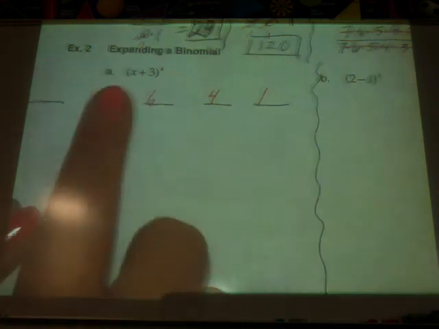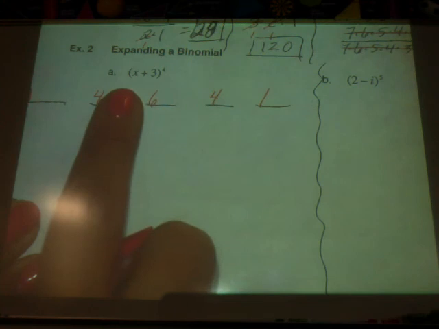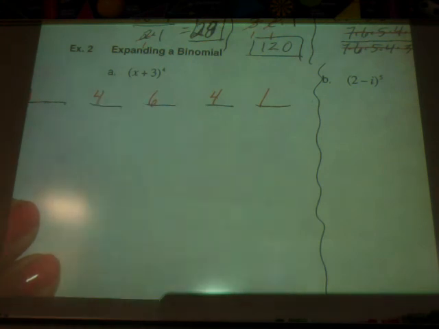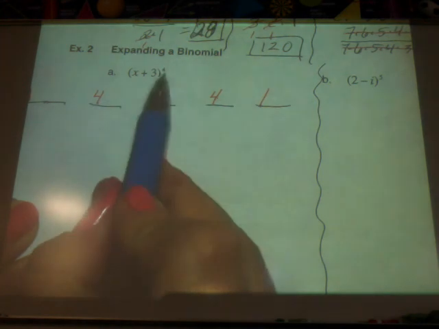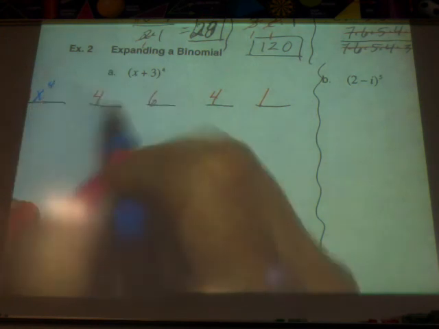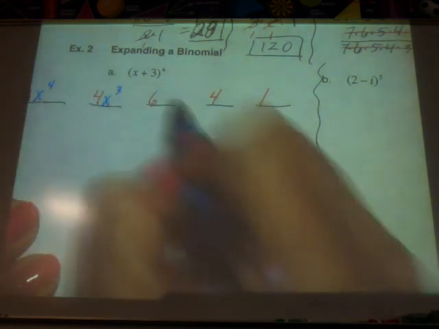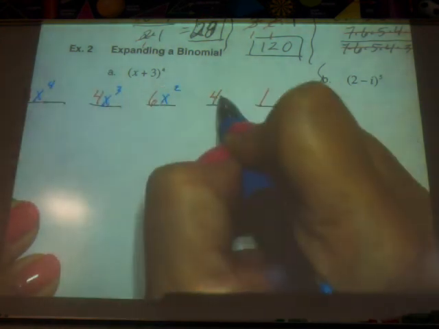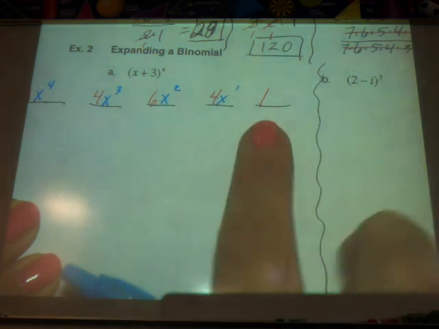And then start with your first variable, or the first thing in your binomial, which is an x. So I'm going to take that, and it goes to the power of my binomial. So I'm going to take x to the 4th, then x to the 3rd, x to the 2nd, x to the 1st, and then this would be x to the 0.